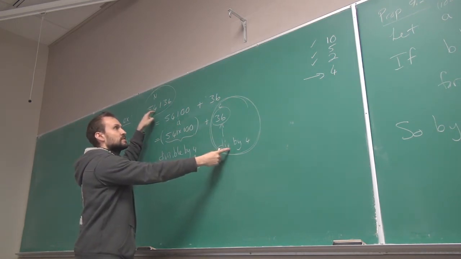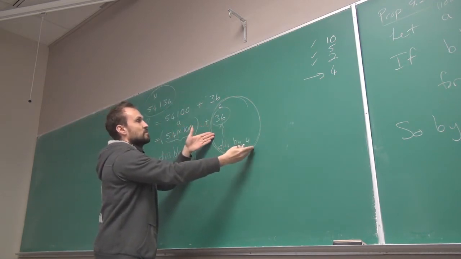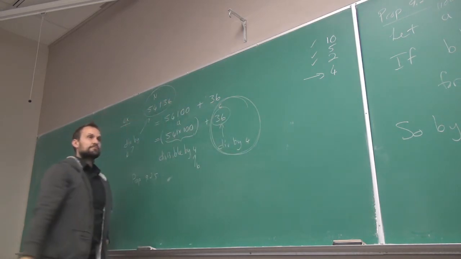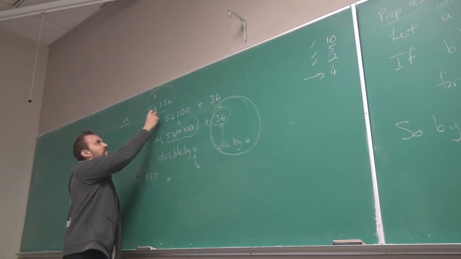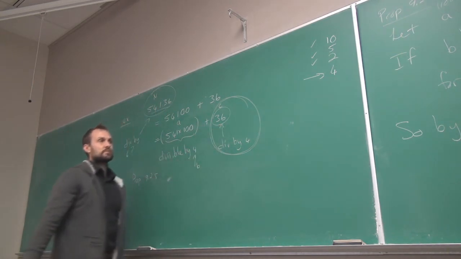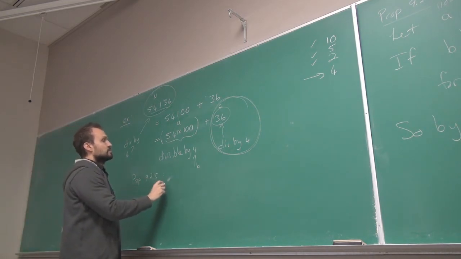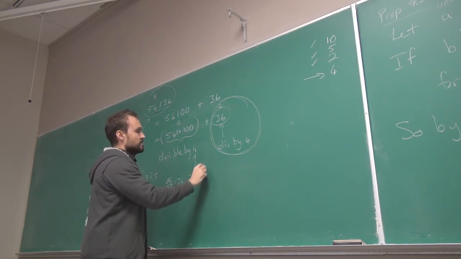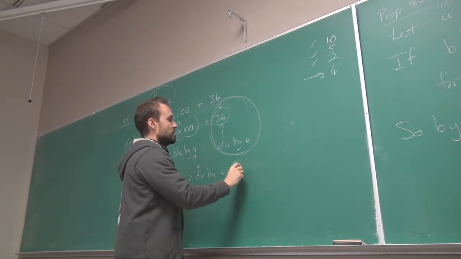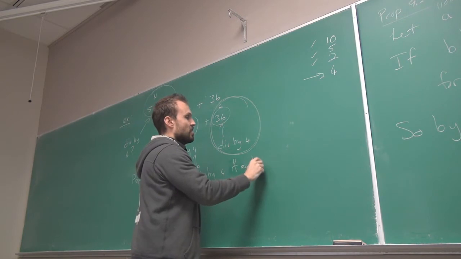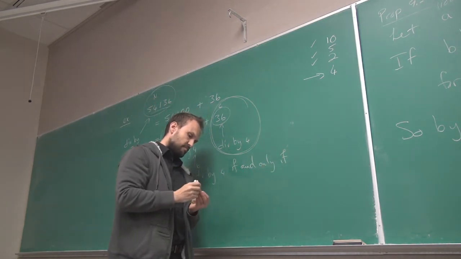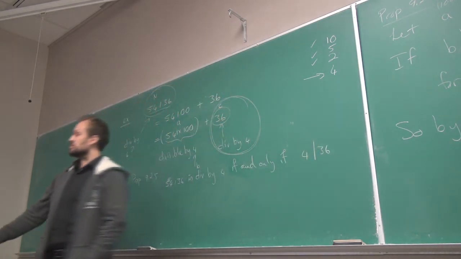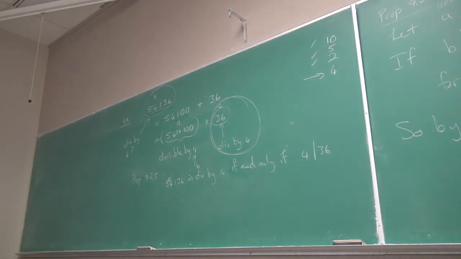Because if and only if means equivalent. If it's divisible by this, then it's divisible by this. If this is divisible by 4, then this is divisible by 4. So what I've done is I've reduced looking at this big number to looking at a two-digit number instead. So by this proposition, we can say 5, 4, 1, 3, 6 is divisible by 4 if and only if the extra little two-digit number coming from the rightmost two digits is divisible by 4.